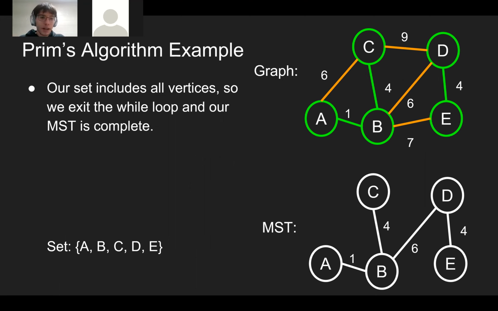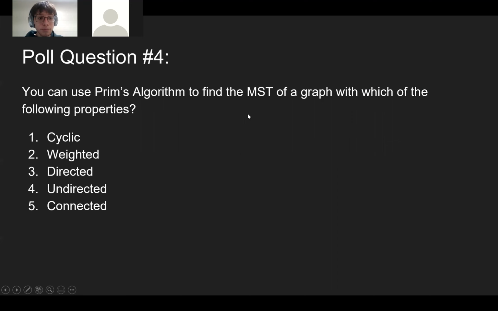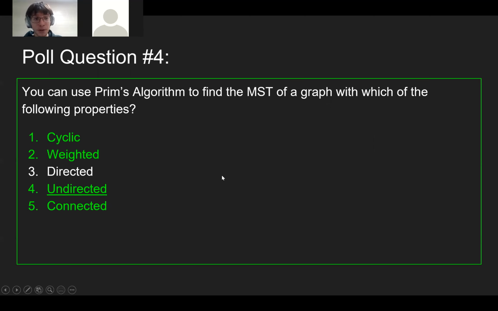And yeah, so you can use Prims to find the MST of a graph with which properties. Connected, weighted, and undirected. So 2, 4, and 5. Yep. And yeah, so those are all right. And in fact, you can also have cyclic, because cycle doesn't really matter. It's going to just remove the cycle. At the end, you'll end up with an acyclic graph. But the input can still be cyclic. But yeah, you're right. It's not directed. It will not work with directed. So, okay.